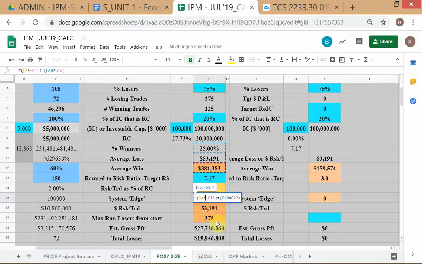Very simple. We are taking G4. What is G4? G4 is percentage losers, which is probability of loss, into magnitude of loss, which is minus of the average loss. That is the first term. The second term is probability of win, which is 1 minus G4, which is G10, times average win, where average win is equal to R3 times average loss. Clear? It sounds very complicated, but all you're doing is nothing more than what you learned in school, weighted average.